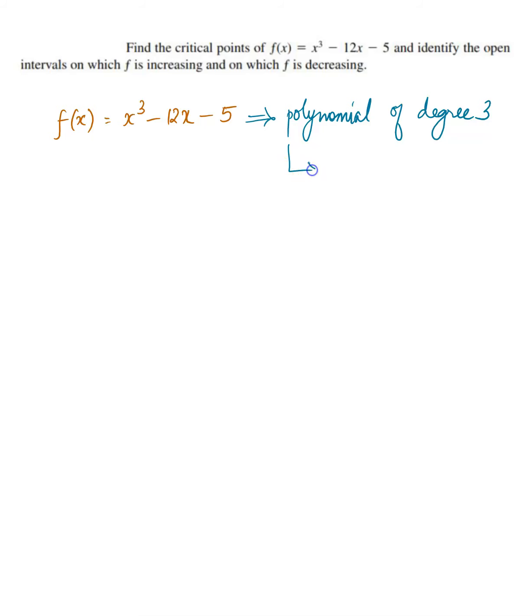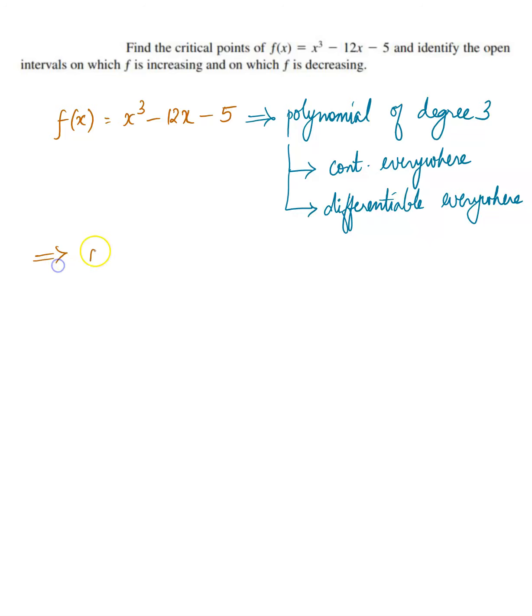That means it is going to be continuous everywhere, right? Doesn't work only for a particular interval. In fact, it works throughout. And that means it's differentiable everywhere. We know this because they didn't give us an interval, so we are trying to see for the entire domain, and it works. Now, because of this, we can find the first derivative because it's differentiable everywhere.